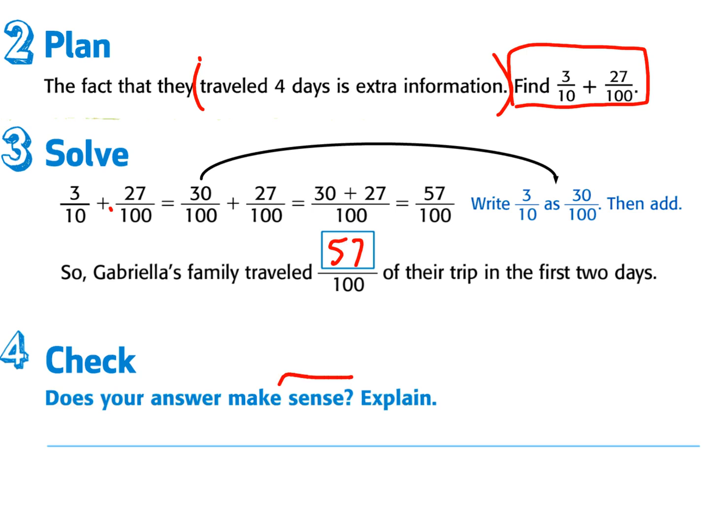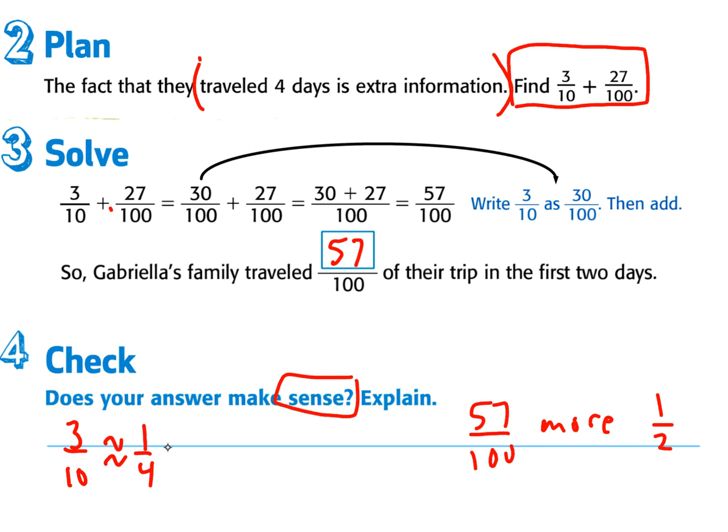Now I just need to ask myself, does that make sense? Well, 57/100 is a little bit more than 1/2. 3/10 is about 1/4. And 27/100 is also about 1/4. Well, 1/4 plus 1/4 is 2/4, which is equal to 1/2.